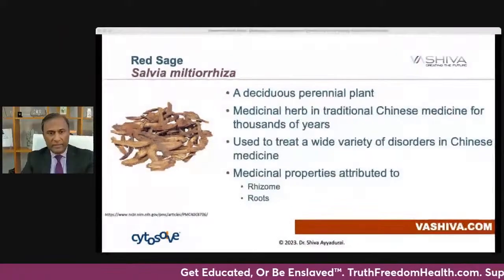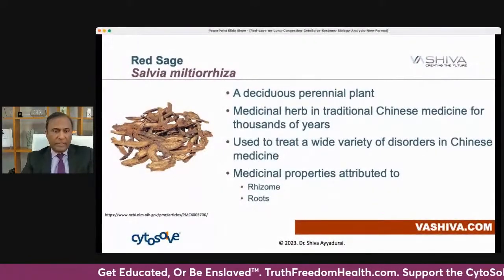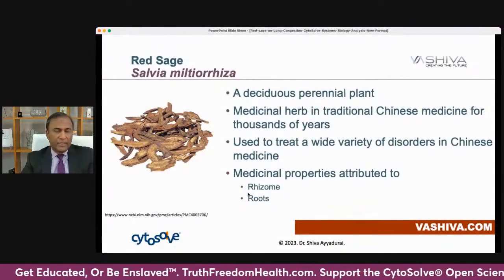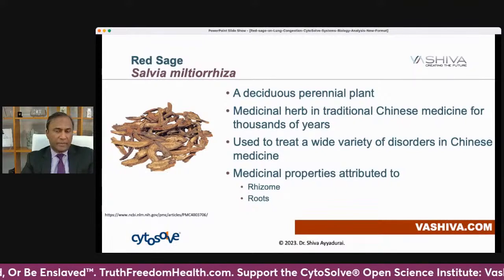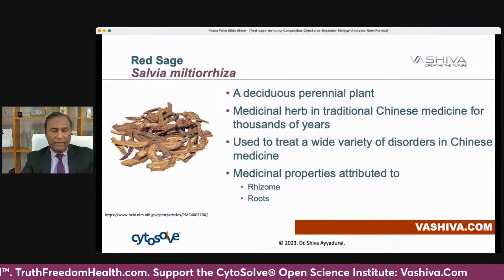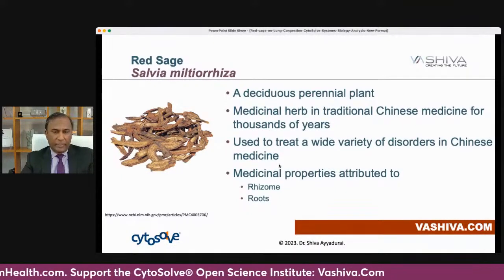Ginger is a rhizome, turmeric is a rhizome, and here with red sage, it has a rhizome, but it also has the root. So what you're seeing here is a picture of the rhizome and the root, and the medicinal properties come from the rhizome and roots. With different herbs, the medicinal property sometimes comes from the leaves or the stem or the flower. Here we're looking at the rhizome and the roots.